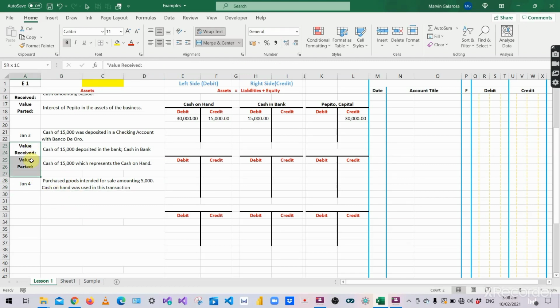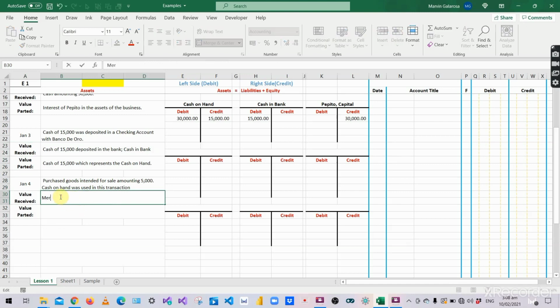So, ano yung ating value received and value parted? So, bumili tayo ng goods intended for sale. Ang goods na that are bought and intended for sale, ang tawag doon ay merchandise inventory. So, ang value received is merchandise. Ano naman yung value parted? Cash on hand. Amounting to 5,000.